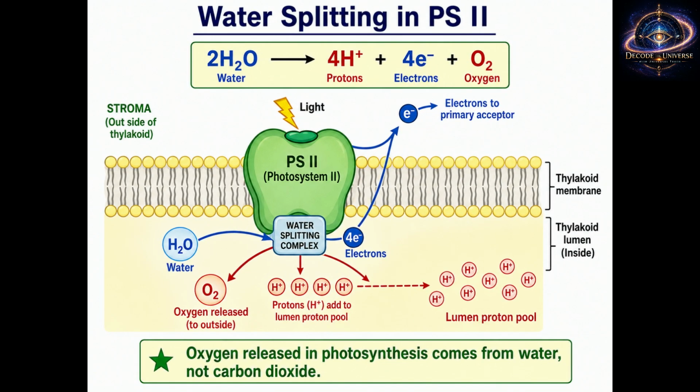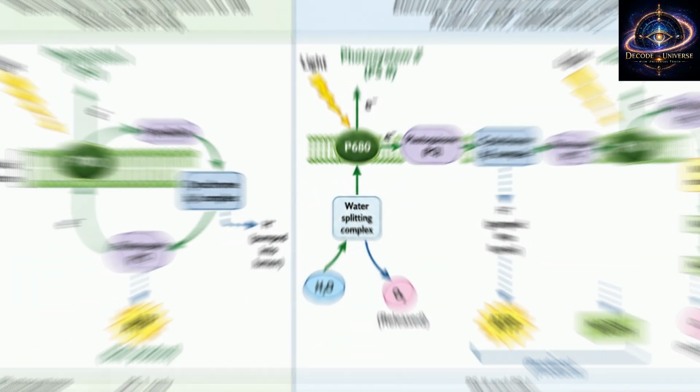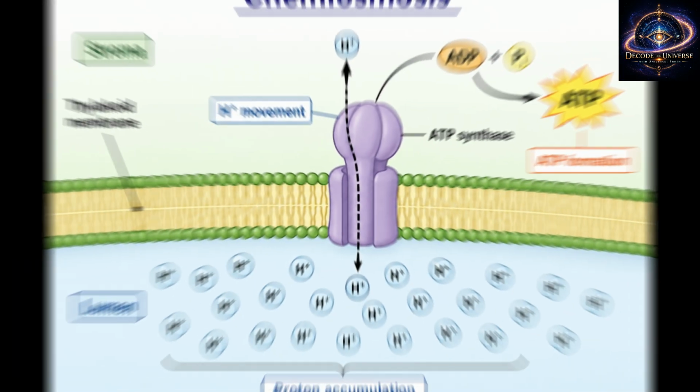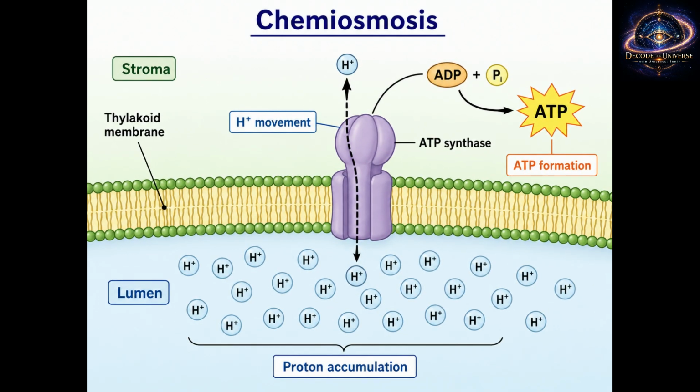Q7. What is light reaction? Light reaction is the photochemical phase of photosynthesis. It includes light absorption, water splitting, oxygen release, ATP formation, and NADPH formation. Q8. What are PSI and PSII? PSI and PSII are photosystems. PSI has reaction center P700, and PSII has reaction center P680.